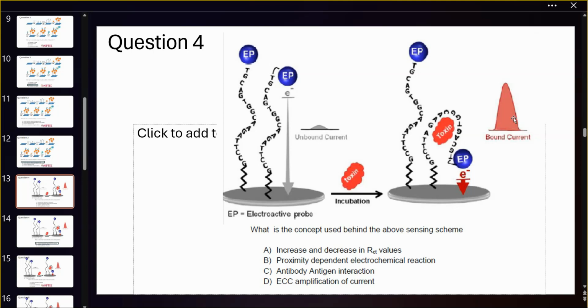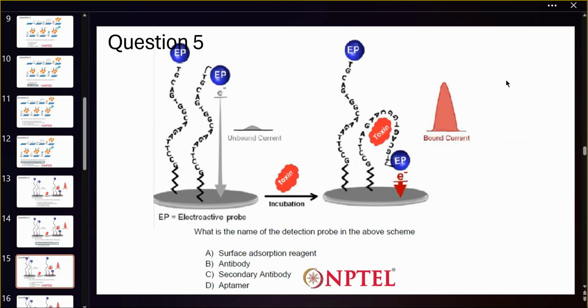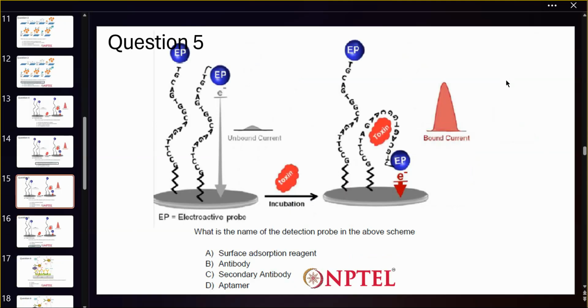So coming to the question, what is the concept used? Basically, it is a proximity dependent electrochemical reaction. The proximity is changing, and the current that you are detecting is changing. That is the first question. And the second question, as I said, it's aptamer. It is a long chain protein which has numerous binding sites.